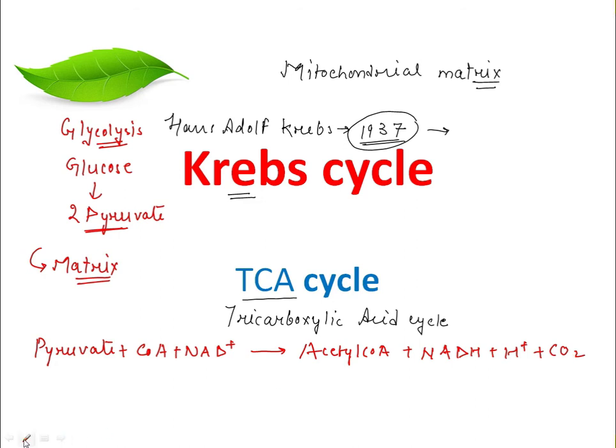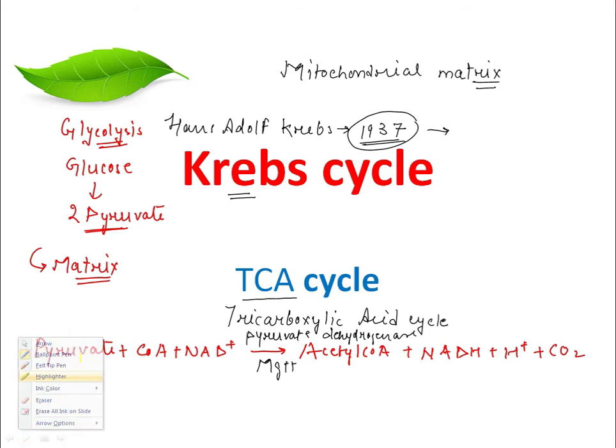Now the enzyme which is responsible for the reaction is pyruvate dehydrogenase. This reaction is considered a link reaction, because it links glycolysis with the Krebs cycle. So it is a gateway step.